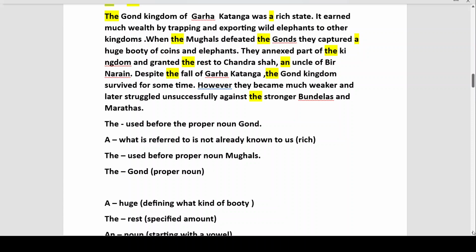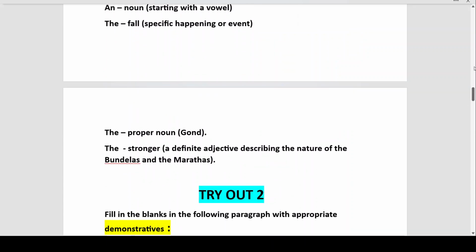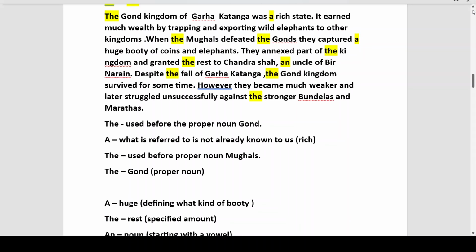Now, next, they annexed part of the kingdom. Again, we know kingdom is a noun. So, therefore, we will use the for kingdom and granted the rest to Chandra Shah and an uncle. Why an uncle? Because uncle is starting with a vowel U, of Bir Narayan. Despite the fall of Garha Katanga, the fall, why the fall? Because we are describing what happened to Garha Katanga. Something specific happened, the fall. The Gond kingdom again survived for some time. Why the Gond kingdom? Like we said, because it is a proper noun.